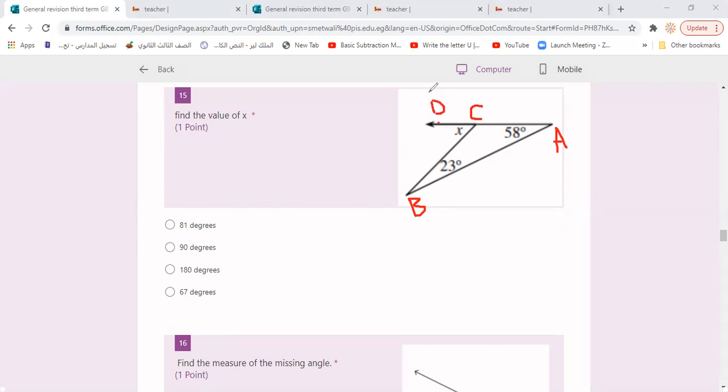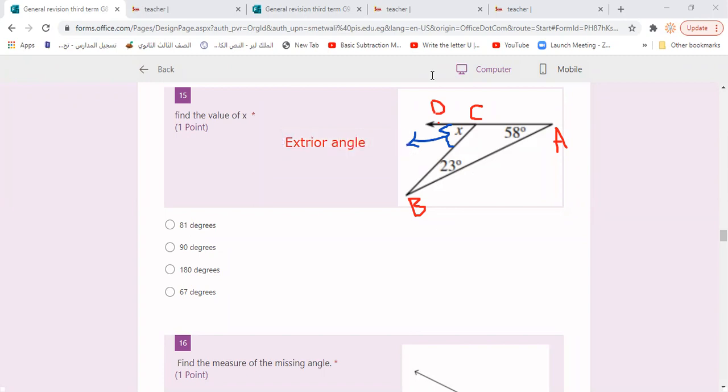So we can say that this angle is called what? This angle is exterior. So this one is an exterior angle.